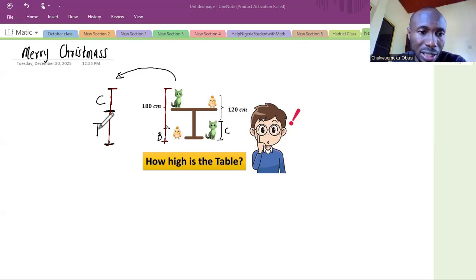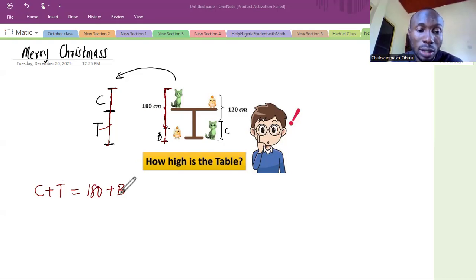So what is this length here? This length here is simply C plus T, and that is going to be equal to this length also here. This length is simply 180 plus B, which is the height of the bed, 180 plus B. I hope you get it. The length here from the height of the cat down to the bottom of the table is C plus T. That is very clear. And this one here, you can see that from the height of the cat down to the height of the bed is 180. And of course, the remaining height of the bed is B. So that is 180 plus B.